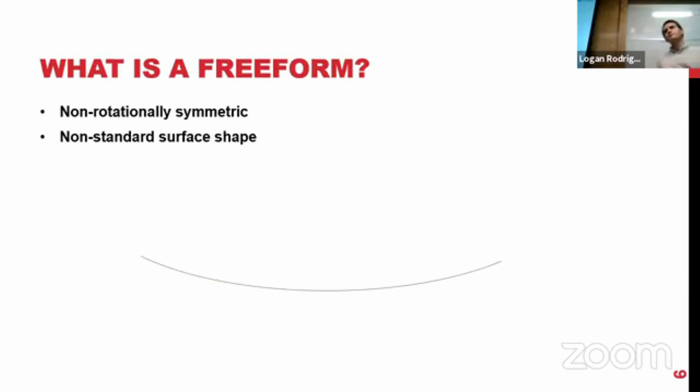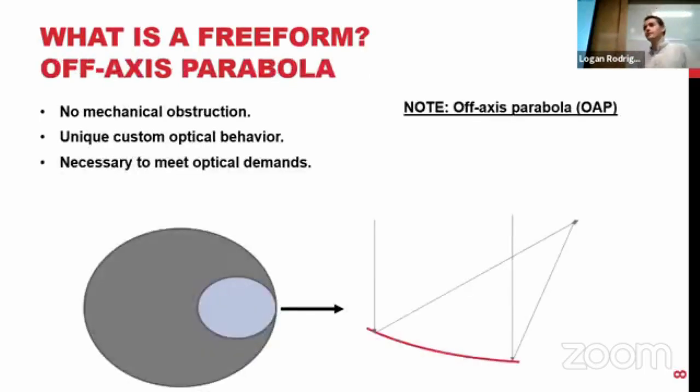Those are kind of useful, but somewhat abstract to think about. So when I say freeform, what I mean is it's typically non-rotationally symmetric, and it's a non-standard surface shape. What I'm showing here is rotationally symmetric and a standard surface shape. It's just a sphere, but what if I walked off the edge a little bit and took a segment of that sphere? In fact, what if it's not a sphere and instead it's a parabola?